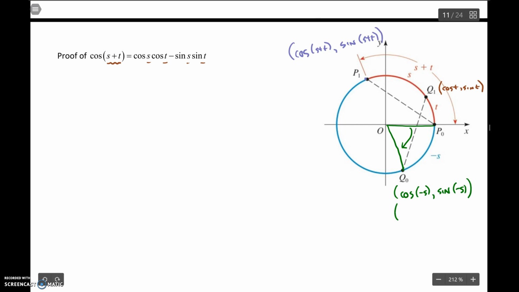But we could change this. You can also see why our even-odd identities work here. This is the same as the cosine of s. Cosine of a negative is the same as the cosine of s, even-odd identities. And then the sine of negative s, we don't need to talk about the proof of that. Those are your even-odd identities. And then this is the point (1, 0).